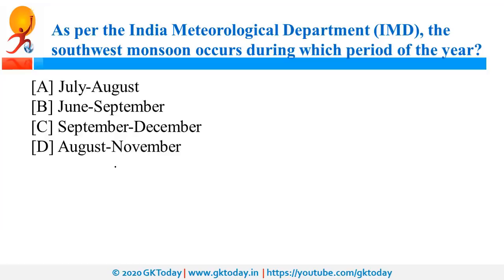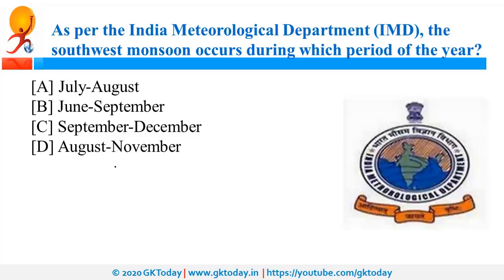Now let's start. So the first question is, as per India Meteorological Department, that is IMD, the southwest monsoon occurs during which period of the year? Right answer is June to September. So this is India and the monsoon will arrive from this direction, and that is why it is southwest monsoon, and the southwest monsoon usually occurs in the period of June to September.